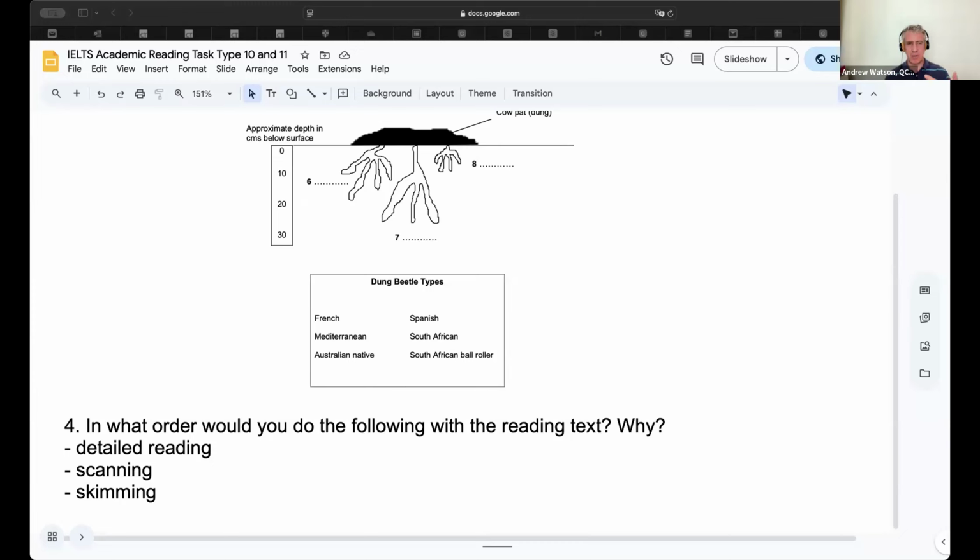I'd like you to consider in pairs how to approach the reading text in order to complete the diagram. So I'll put you in pairs for this, and I'll give you the link to this presentation. And you're looking at page 4.